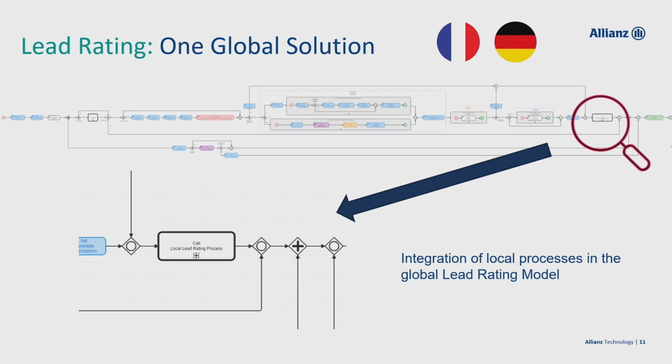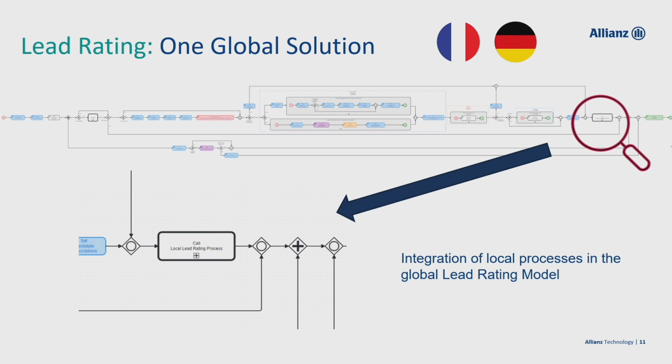But when you're in a different country, there might be some regulations that are a bit different. So to take account of those differences in regulations, we also need to do the fine-tuning of our local process. And that's exactly what you see right here. This is the moment where our global lead rating model calls the local lead rating process, in this case for Germany. So we're now ready to integrate our local processes with the global one.